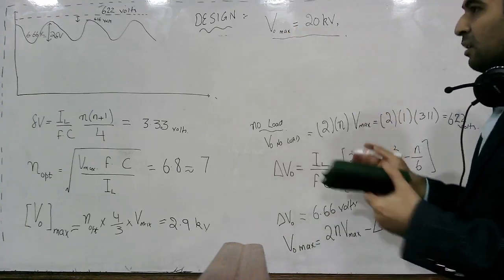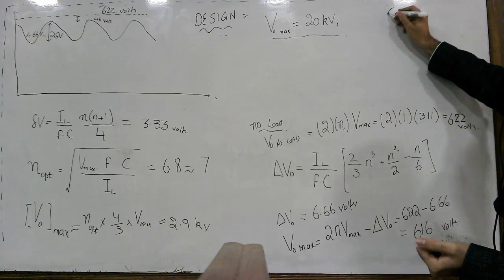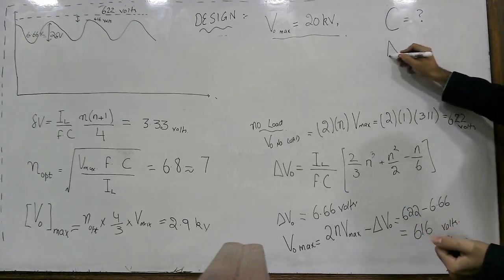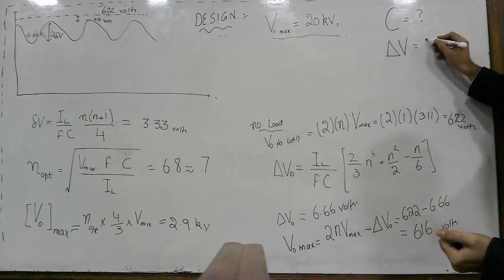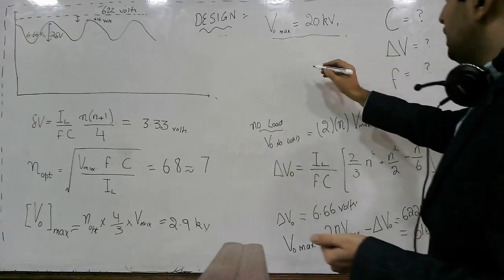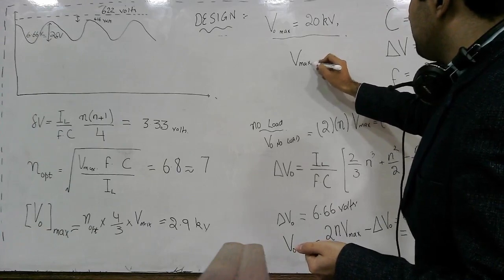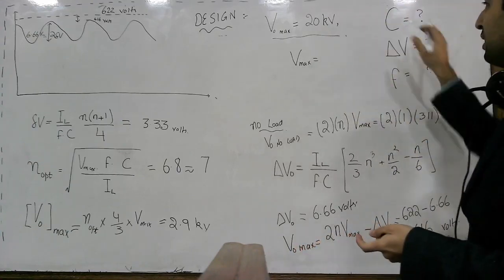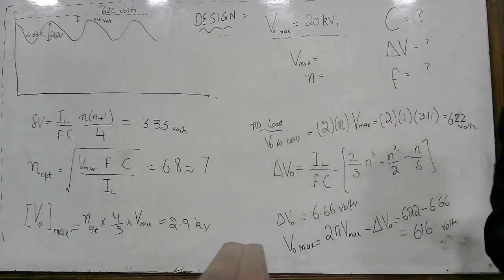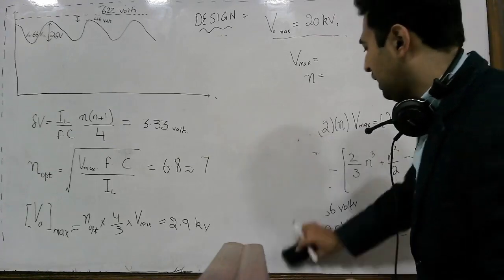Okay, then what are the design constraints or considerations? What should be the values of the capacitance? What should be the value of delta V? What should be the frequency? What should be the input voltage V maximum, the peak value of the input voltage? What should be these values, and what should be the number of stages? So now this design is not very straightforward indeed.